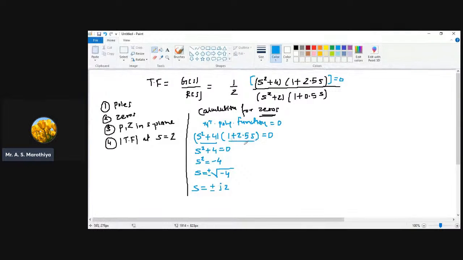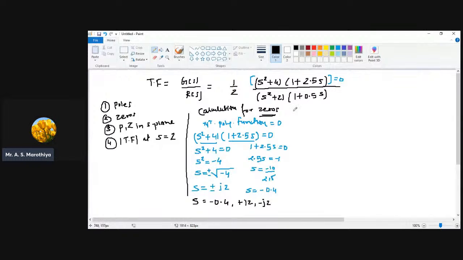In the same way, we need to equate this other term to 0. That means 1 plus 2.5 into s is equal to 0, so 2.5 into s is equal to minus 1, and s is minus 0.4. So finally, we conclude that for this particular system, one zero is available at minus 0.4, another is available at plus j2, and another is available at minus j2.